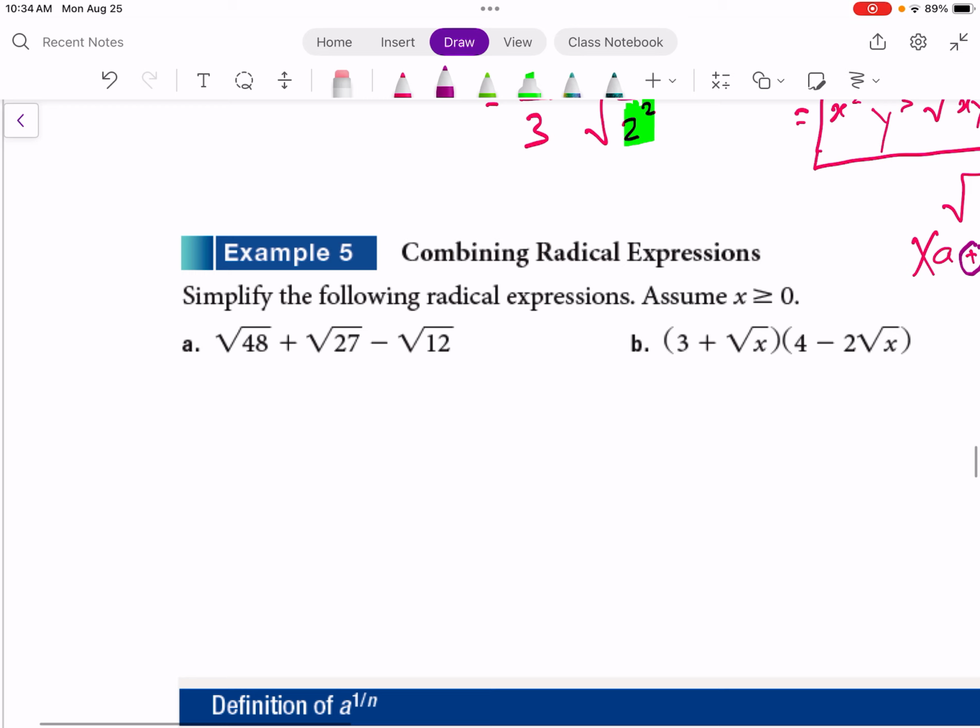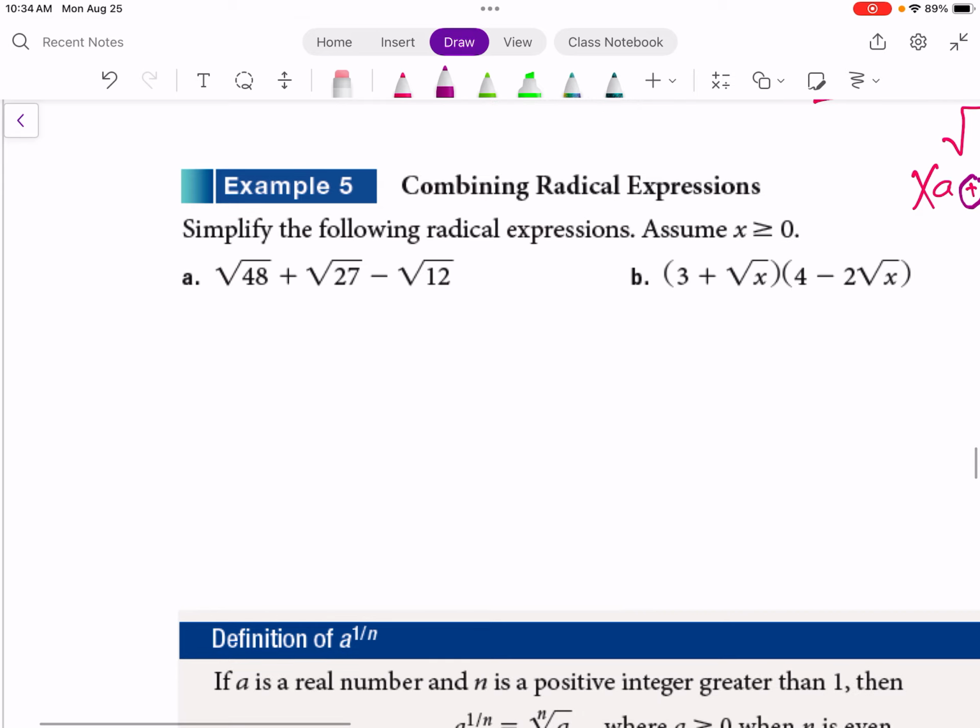So here we are simplifying. So we are adding and subtracting radical expressions. Okay. Now, can we add the square root of 48 and the square root of 27? Without simplifying, we might, okay? Now here, is it possible for us to add these two radical expressions? There are two conditions it has to satisfy.